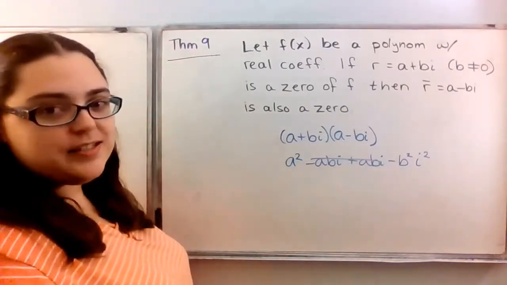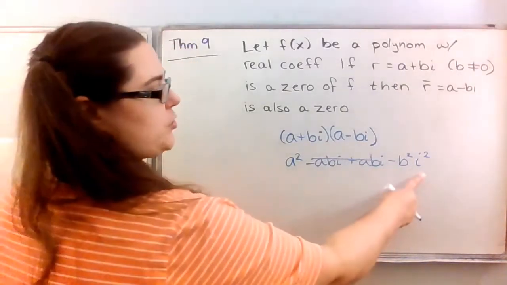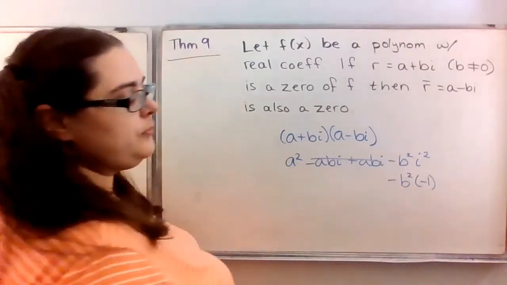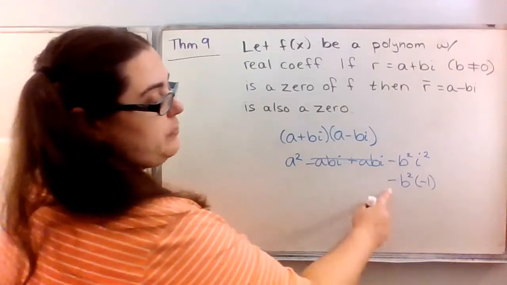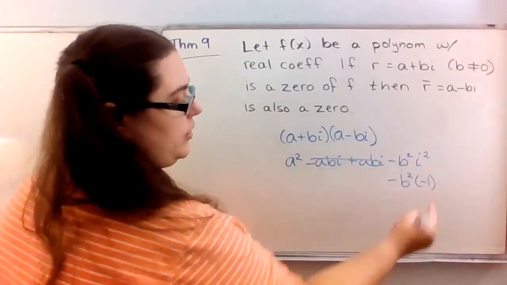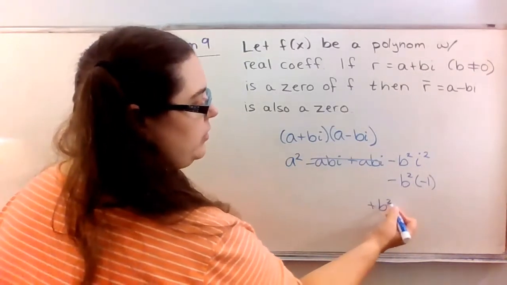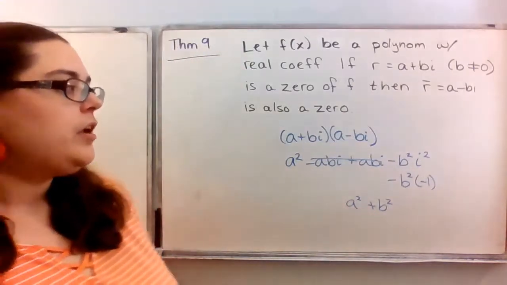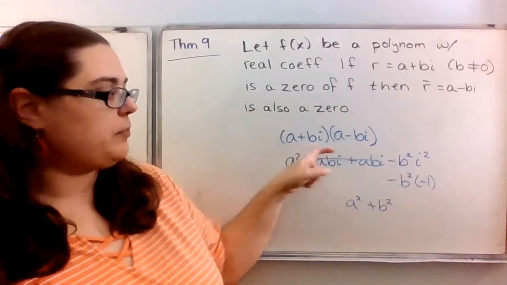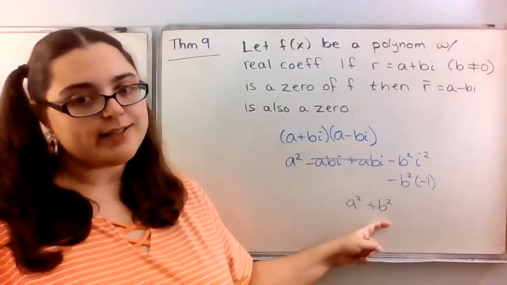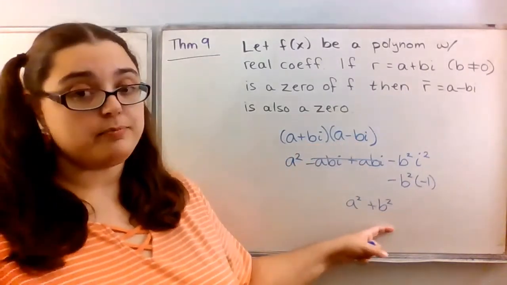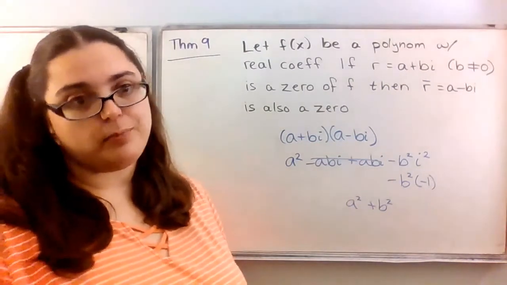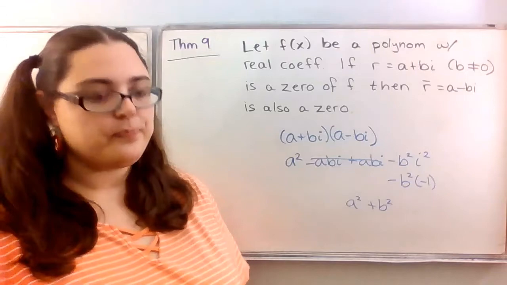And remember that i is the square root of -1. So if I square i, that's going to give me -1. So this minus b squared times -1 turns into a plus b squared. Bring down my a squared here. So if I multiply a complex number by its complex conjugate, I'm going to get a real number out of that because the coefficients are reals. And if I add the sum of real numbers, I'm going to get a real number out of it.